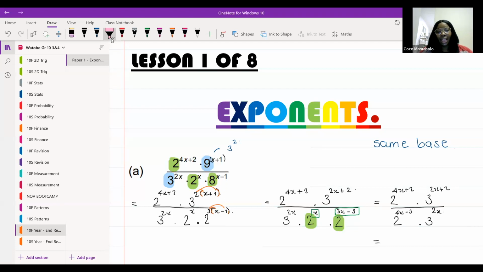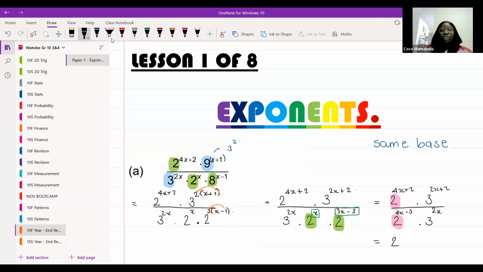Okay, next step is that my bases are being divided. And when my bases are being divided, I'm going to keep my base. And what do I do with my exponents, guys? No worries, Isabel. What do we do with our exponents when we are dividing like bases? We're going to subtract. Mawande, not remove, we're going to subtract.